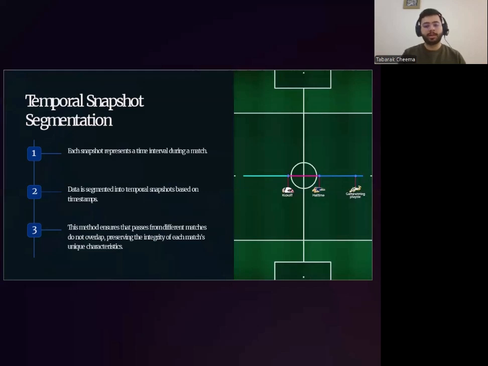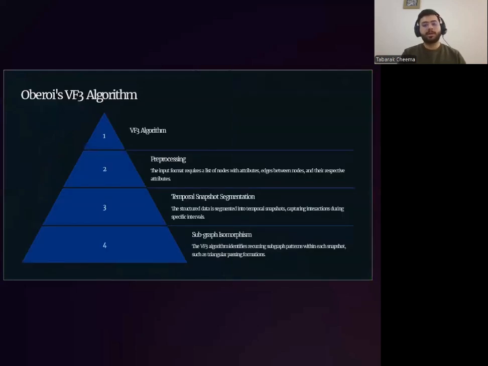As mentioned in the previous phase, Oberoi's code uses the existing VF3 algorithm and modifies it to detect this subgraph isomorphism. However, Oberoi's code requires a list of nodes with attributes and edges between nodes and their respective attributes such as timestamps. This overall allows a flexible representation of these networks, and in our case, football matches.